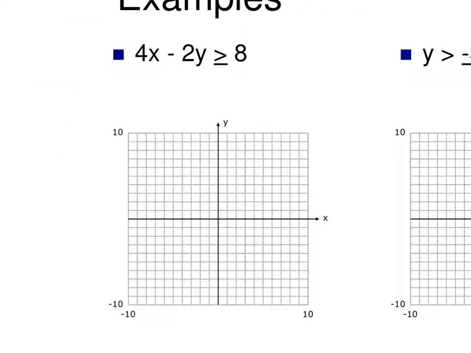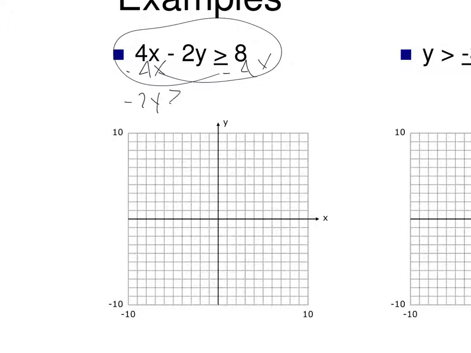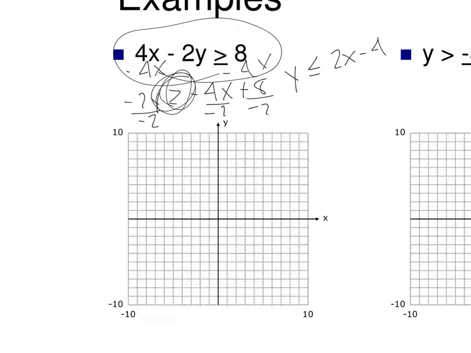Okay, so let's take a look at these now that you've tried them out. Again, this one, you do have to get into y-intercept form. So you're going to subtract 4x, and you get negative 2y is greater than or equal to negative 4x plus 8. Now, here's the tricky part. When you divide by negative 2, remember that when you divide by a negative, you have to switch the direction of your inequality. So I'm going to get y is less than or equal to 2x minus 4. Negative 4 divided by negative 2 is a positive 2.